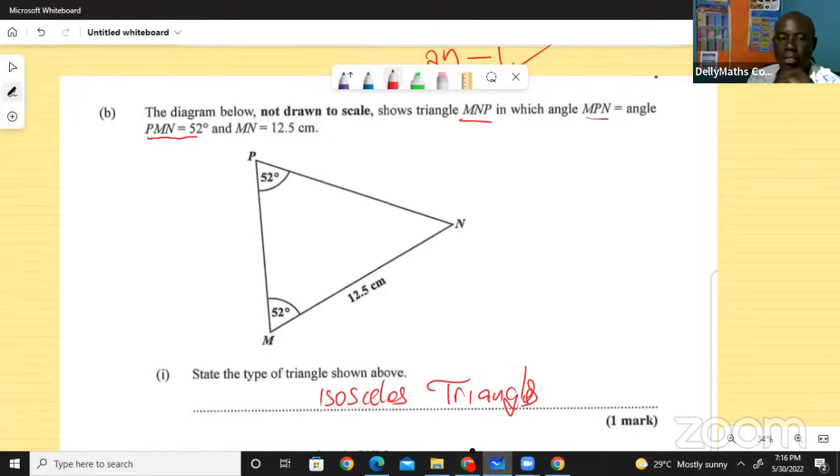All right, let's see what is the one. There are some labels I could put on. This side will also be 12.5 centimeters like that. So we have to look forward for those.